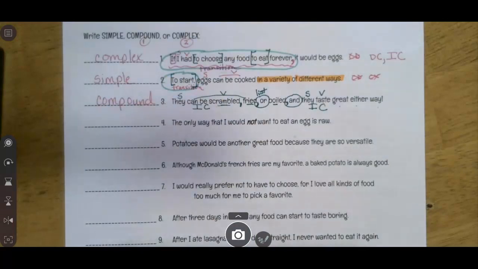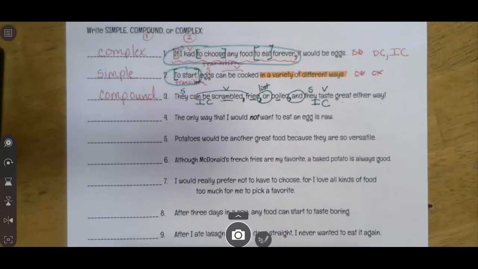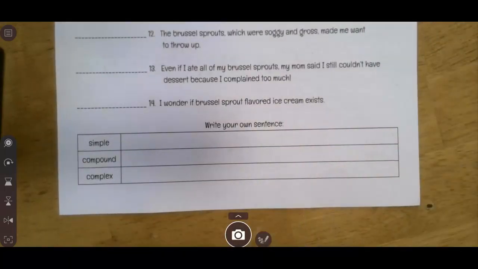All right, so you're going to take some time, go through the rest of them. Remember, sometimes there could be more than one preposition or one dependent clause, so be careful. And then when you're done at the bottom, you're going to just practice writing your own simple, compound, and complex sentence. If you need any help, make sure you come up and ask.